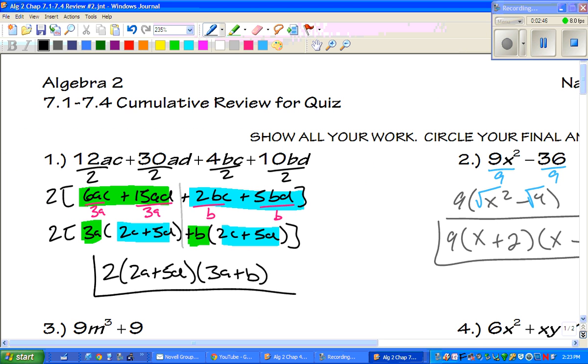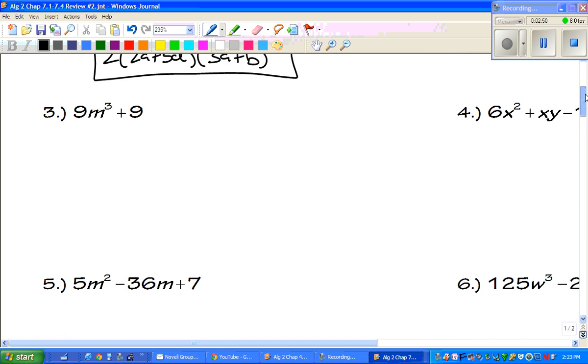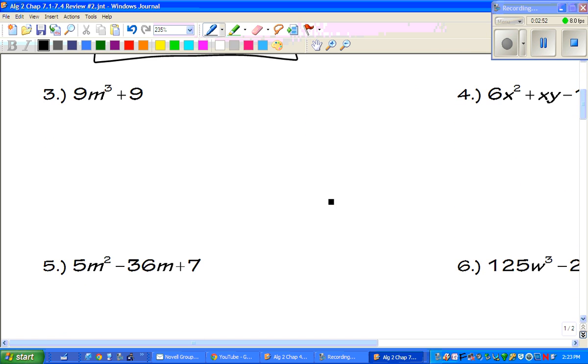I forgot to put this one under square. Okay. Number 3. Is there a GCF? Yes. Okay, once again, it's a 9. So the 9 comes out front, and you're left with m cubed plus 1.